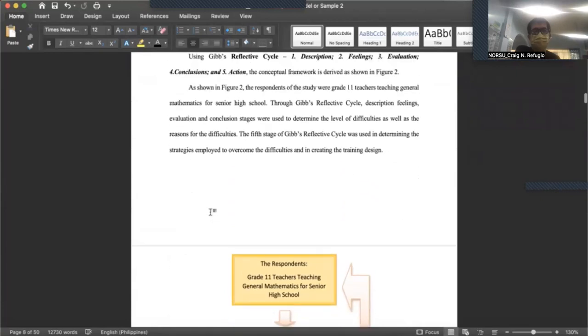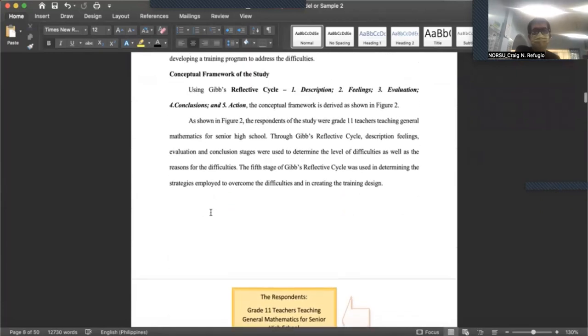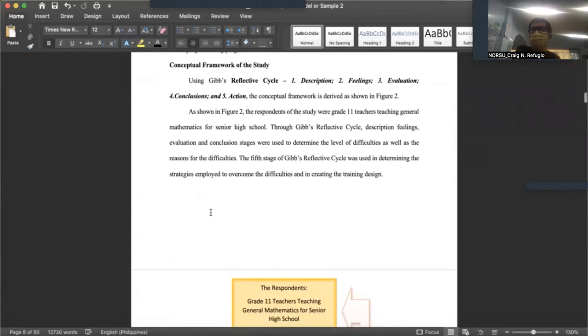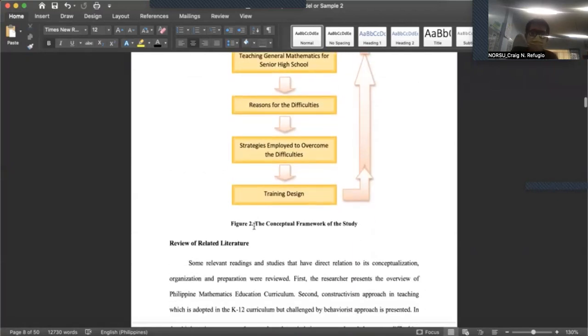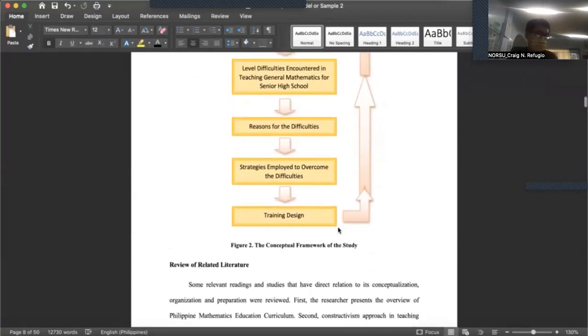Then we will go to the conceptual framework. So part of the sample model that I have uploaded is on conceptual framework. The conceptual framework is actually a framework that diagrams the overall study, the overall research proposal. So in here, it is actually stated as shown in figure 2. So we have here figure 2, which we call the conceptual framework of the study.